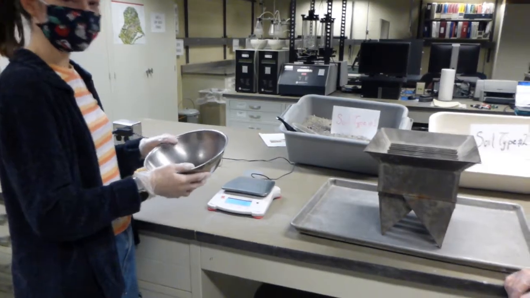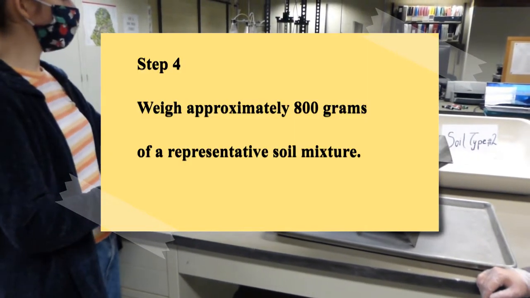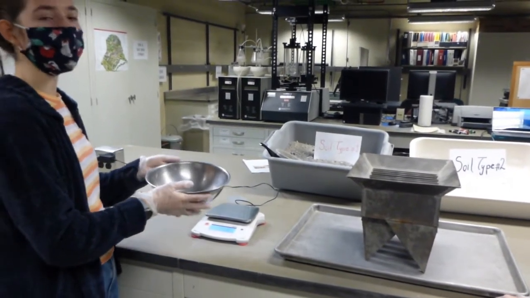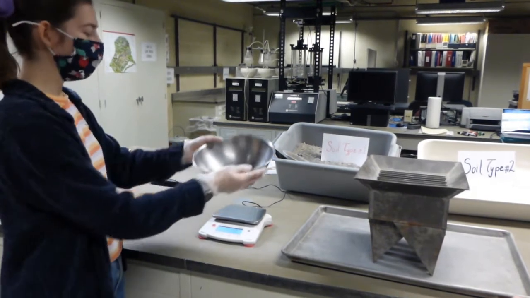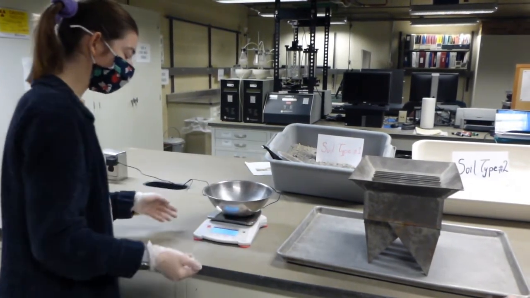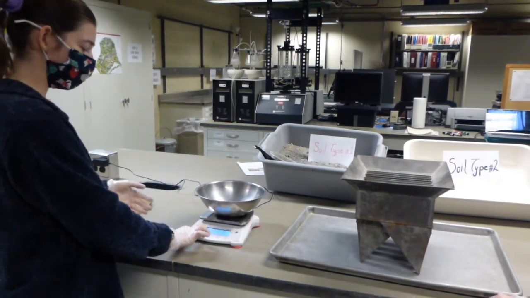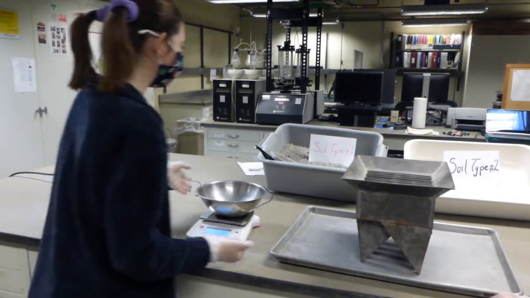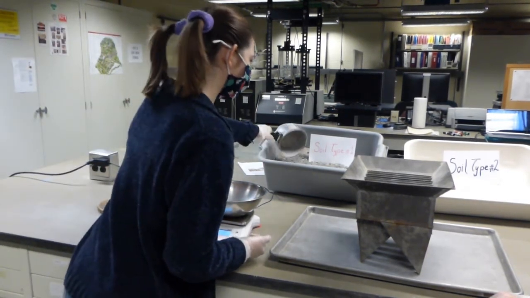Okay, so now we're going to weigh approximately 800 grams of a representative soil mixture so that we have enough soil to run 2 samples through the shaker. The way we're going to measure this 800 grams is by taking this bowl, which is 173 grams, and zeroing the scale. This will allow us to directly measure the weight of the soil. Then I'll carefully pour it into the bowl to try to get around the 800 grams.